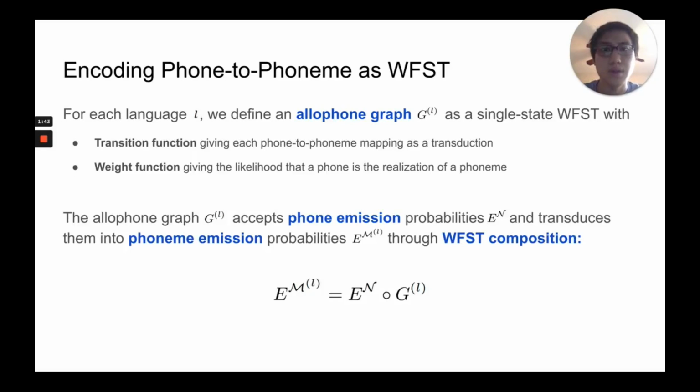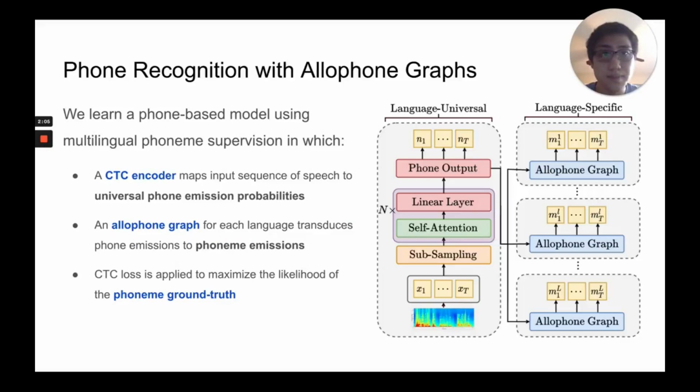And what we do here is we define these allophone graphs, which are single-state WFSTs, where a transition and corresponding weight tell us the likelihood that a phone is a realization of a particular phoneme. Then we use these allophone graphs to accept phone emissions, transduce them into phoneme emissions through WFST composition, and we can put these allophone graphs within a multilingual model where we can learn a single shared universal phone output representation and language-specific phoneme representations.